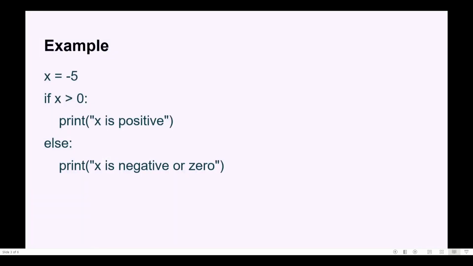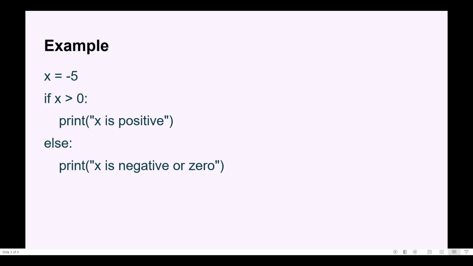Now here is another example, x equals minus 5. So now the value is minus 5. If x is greater than 0, then print x is positive. Here we can clearly see that x isn't greater than 0, so this particular block of code won't be executed.